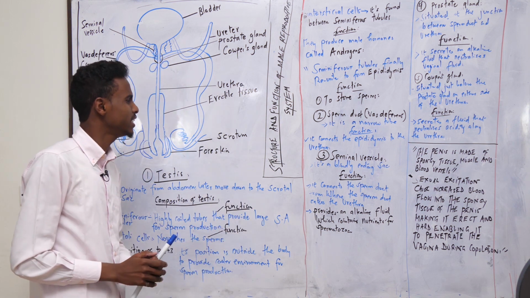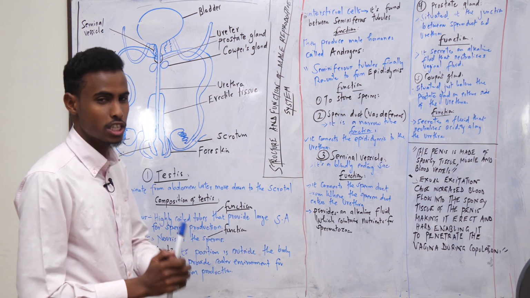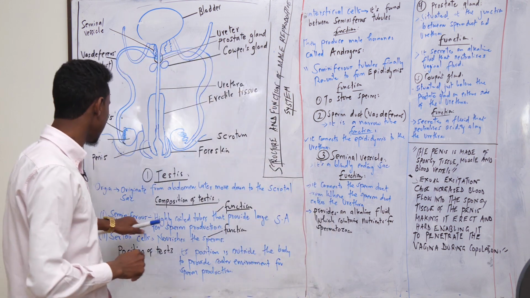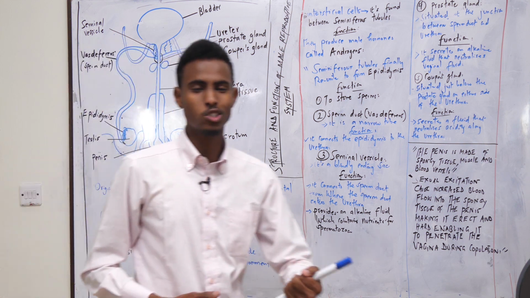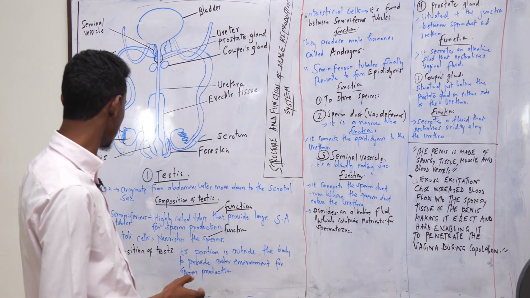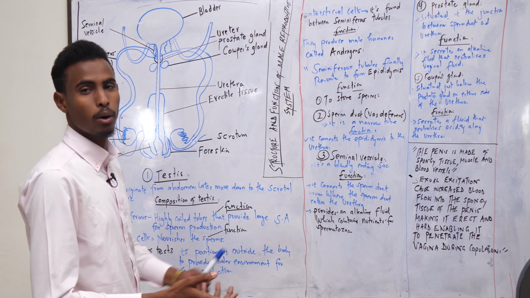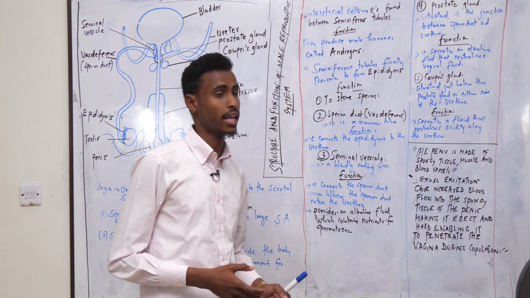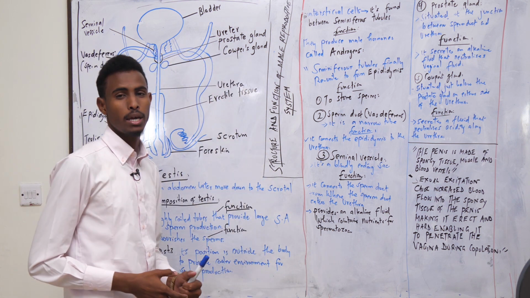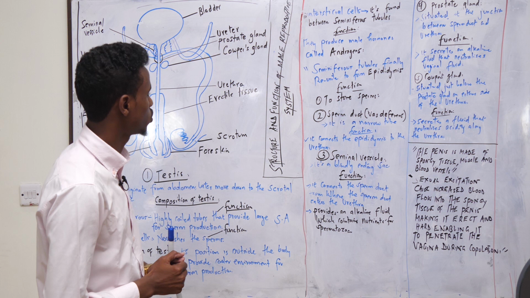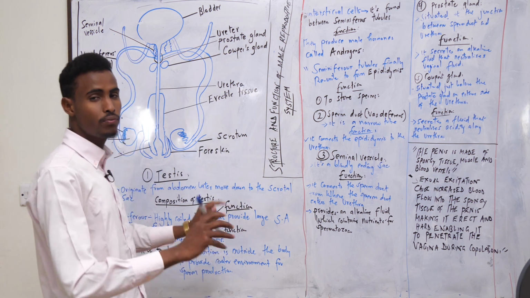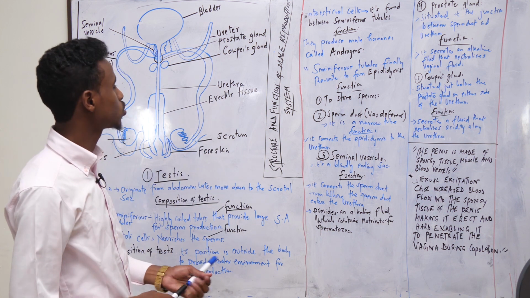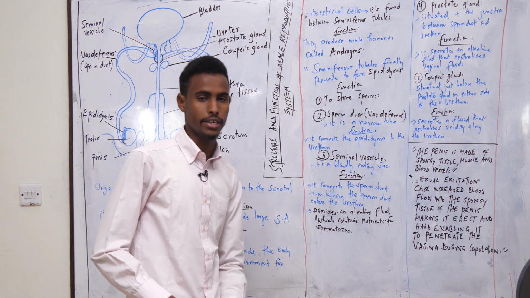Now class, we can see the basic function of the testes is sperm production. And therefore, a structure like the seminiferous tubules increases the surface area for sperm production. The Sertoli cells bring about the nourishment of the sperm. Also, the interstitial cells produce the male hormones, those are the androgens. And finally, where the seminiferous tubules reunite to form the epididymis, class, they serve the function of storing the sperm.